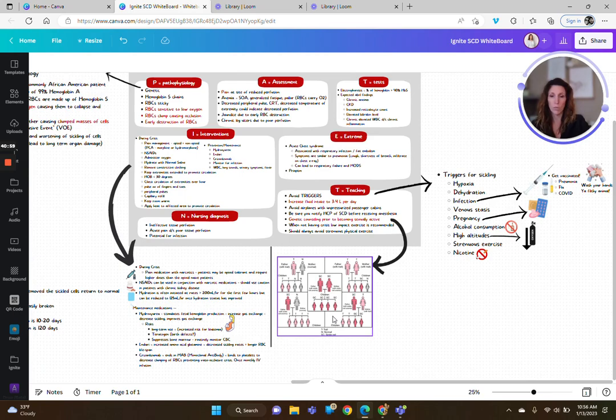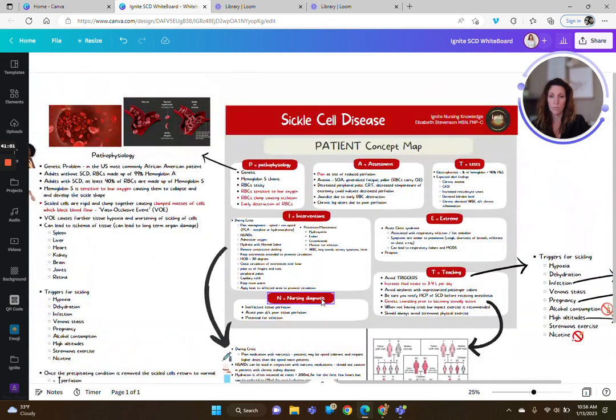All right, so we've got the sickle cell disease patient concept map.